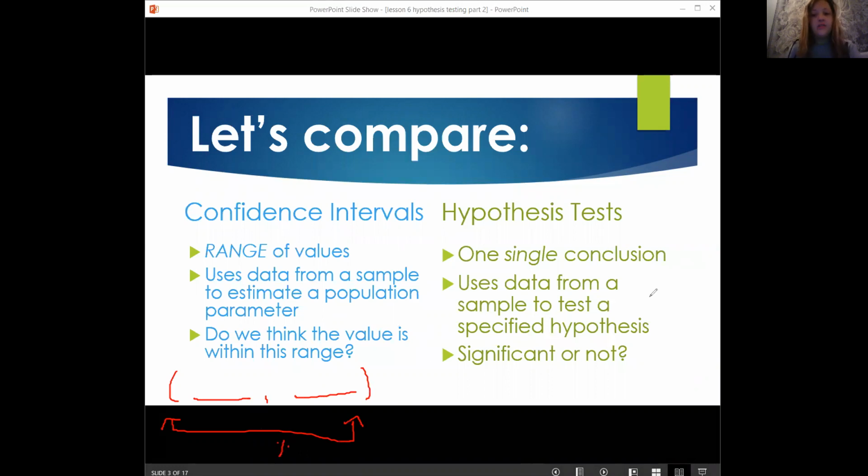And then in hypothesis testing, we only have one single conclusion, which is the main difference there. There's not a range of data, so we're basically making a test and then saying, do we think something is going on there? So that's the main difference there.